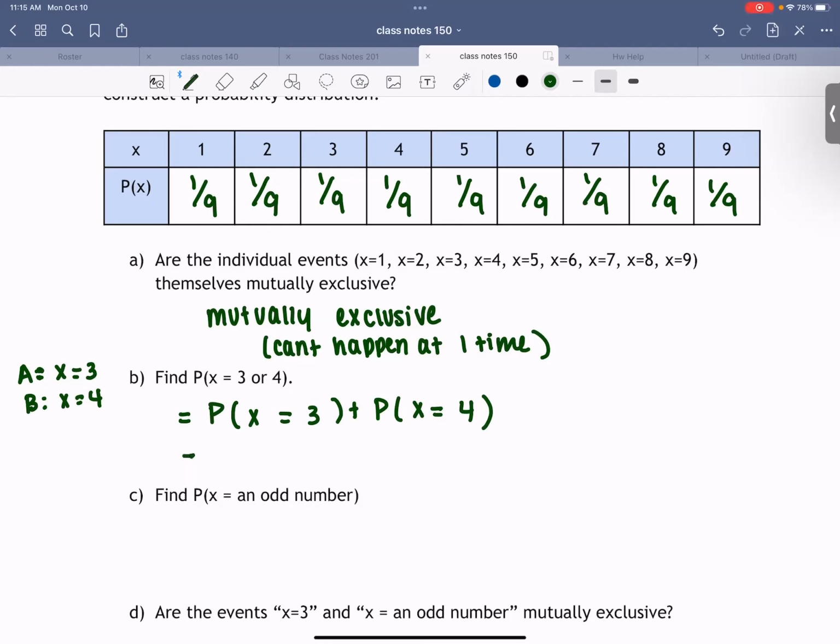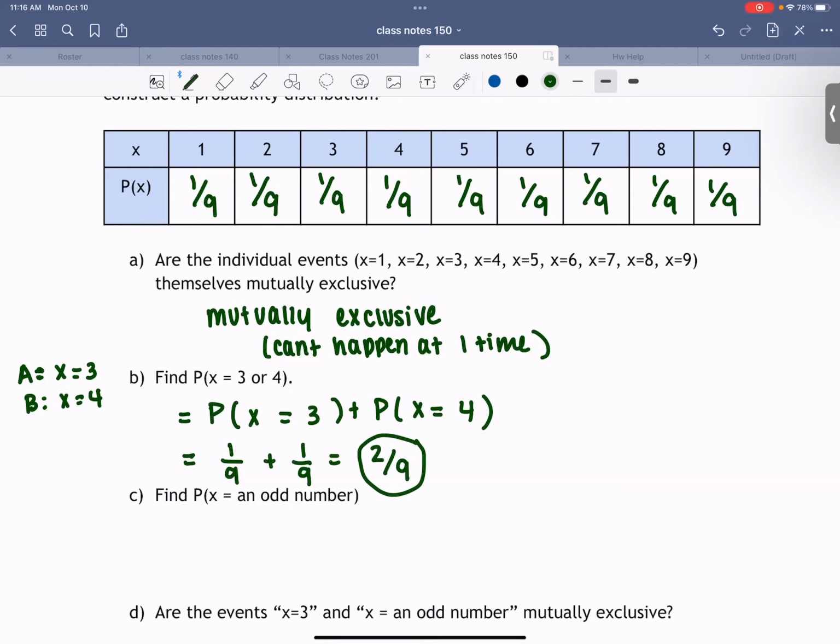Okay. What is P of X equals 3? Looking at your chart, 1/9, right? P of X equals 4, looking at my chart, same thing, right? So it's just 1/9 plus 1/9. Answer is 2/9. Any questions on part B?